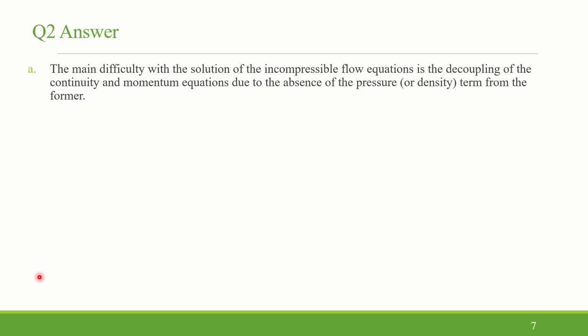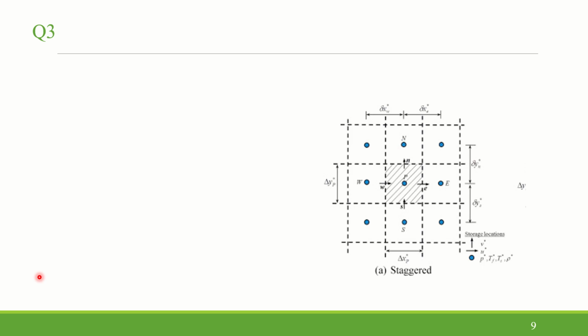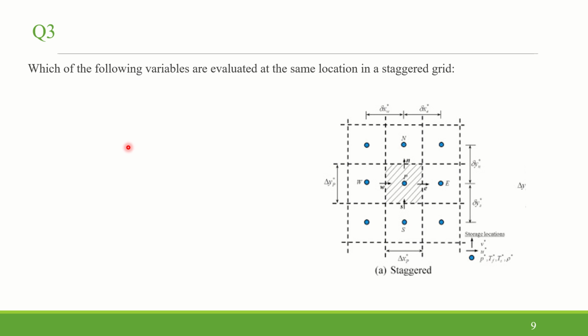Now we will go to question 3. In question 3, it is about the staggered grid system. So we'll see the question first. In the question, what is asked is: which of the following variables are evaluated at the same location in a staggered grid? So we will look at the options.